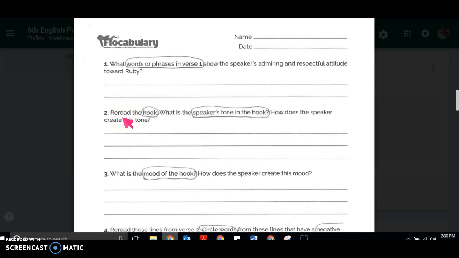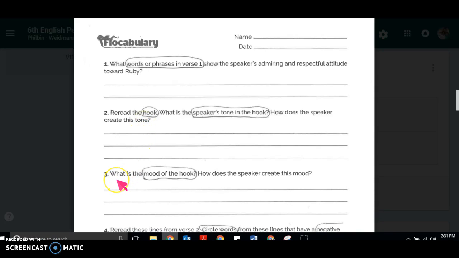Number 2, reread the hook. Go back and look for the section titled Hook. Reread the hook. What is the speaker's tone in the hook? How does the speaker create this tone?